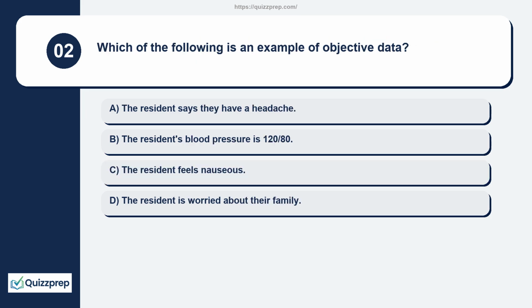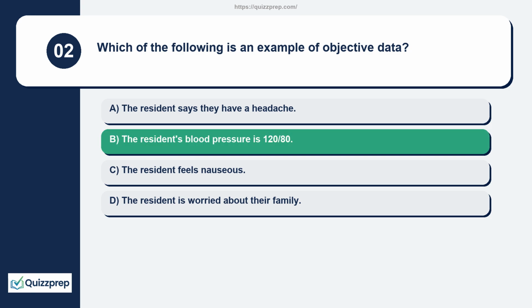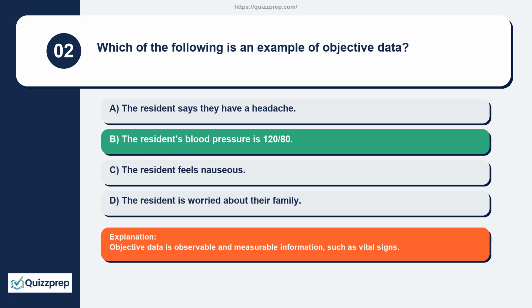Question 2. Which of the following is an example of objective data? The resident says they have a headache. The resident's blood pressure is 120/80. The resident feels nauseous. The resident is worried about their family. Objective data is observable and measurable information, such as vital signs.